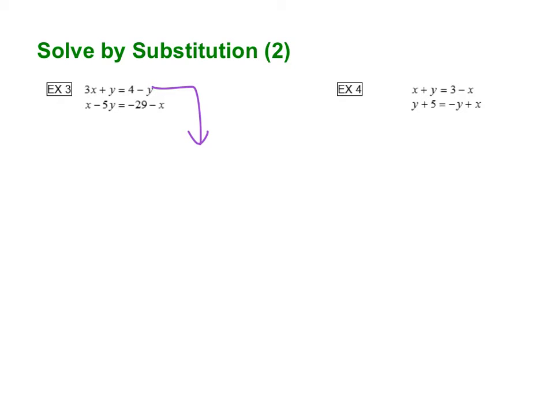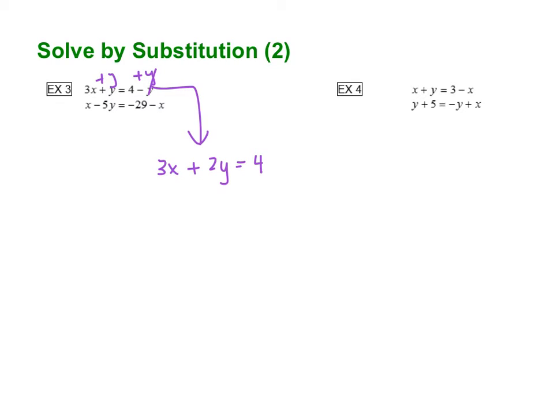I am going to get the y's on the same side. So that minus y, I'm going to add y to both sides so that I have 3x plus 2y equals 4. So that one looks better already.